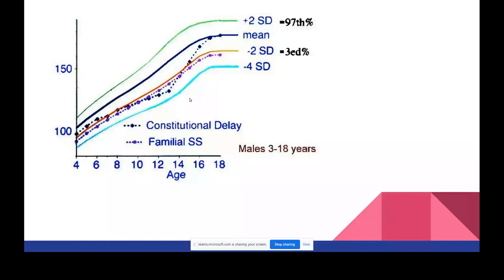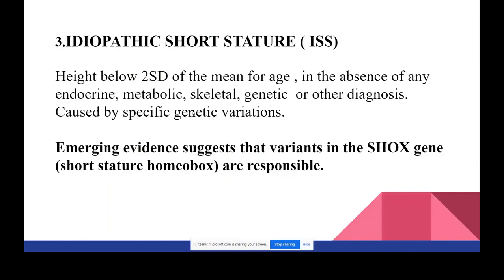Now the third category of the common normal variant of short stature, idiopathic short stature. This is the one that I explained to you earlier. We try to find out the cause, no endocrine, metabolic, skeletal, genetic syndrome, or any other diagnosis, but it is a genetic variation, and SHOX gene, short stature homeobox, majority of them are with the responsible gene being the SHOX gene.